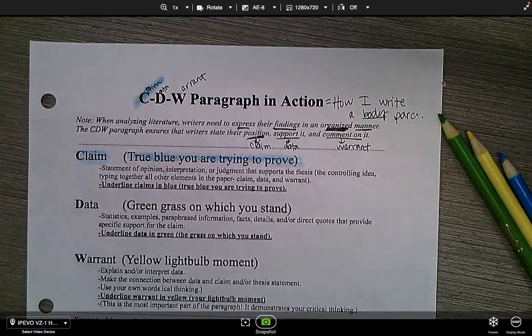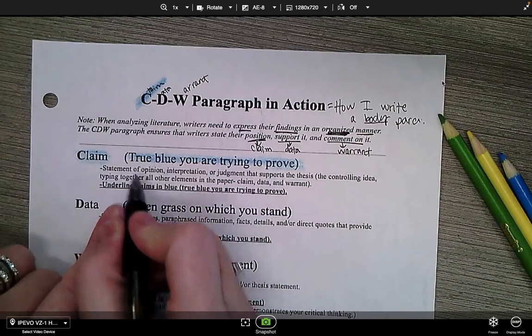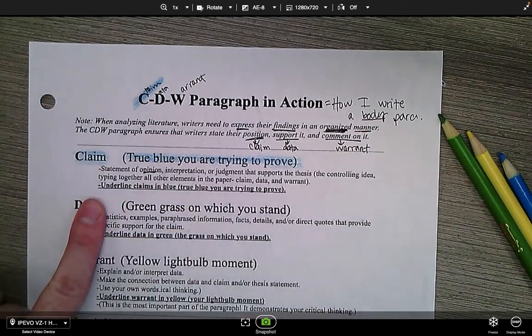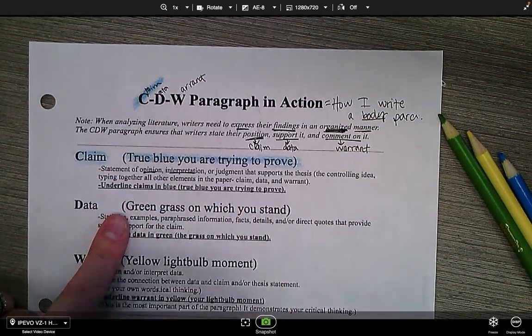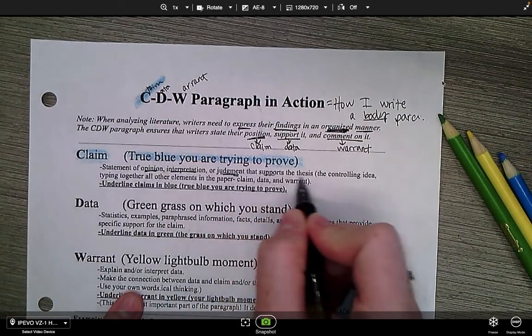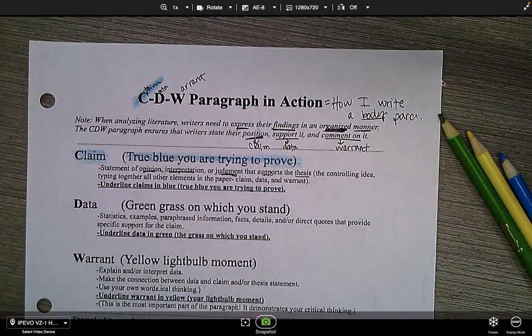But to show you how it connects in later grades, especially in AP, if you're choosing that route, that's how it's going to connect. So, true blue you are trying to prove. This is a statement of opinion, interpretation, or judgment that supports a thesis.